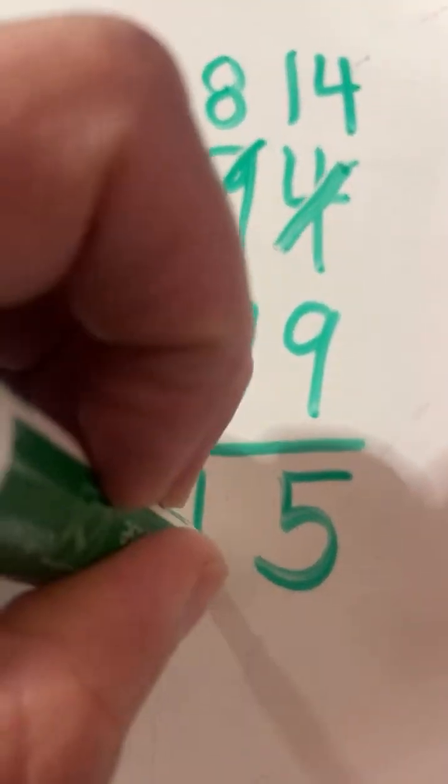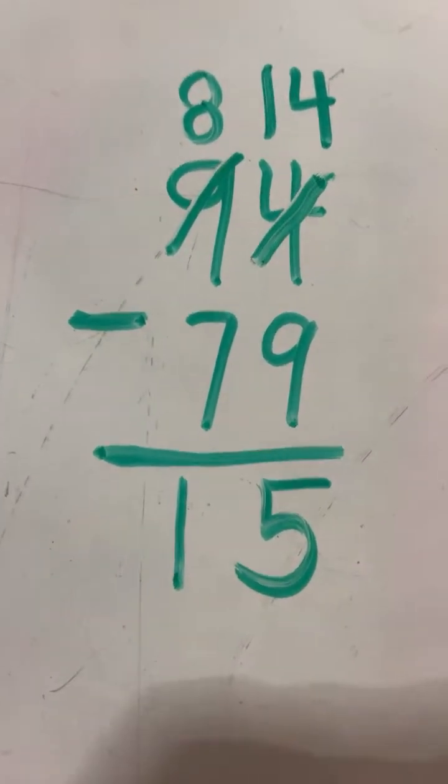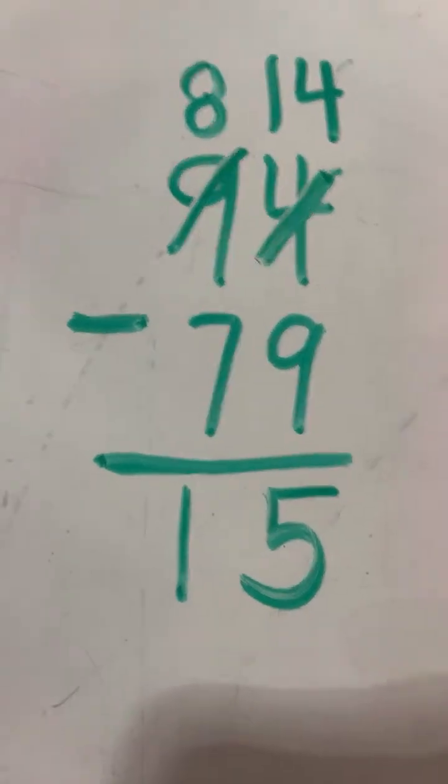All right. But we're done with regrouping, and we are ready to subtract. 14 minus 9 equals 5. 8 minus 7 equals 1. And now we have our final answer. 94 minus 79 equals 15. All right. Next problem.